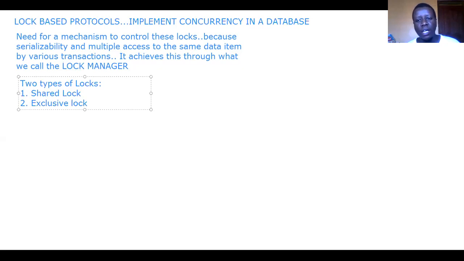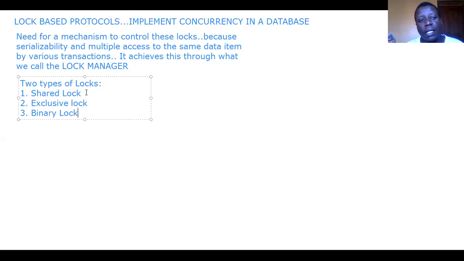Now, sometimes in some other books, you can find that we have a third lock called the binary lock.